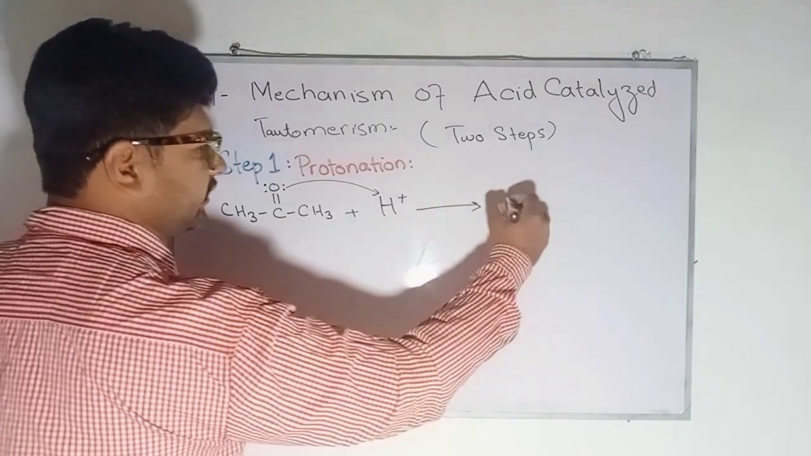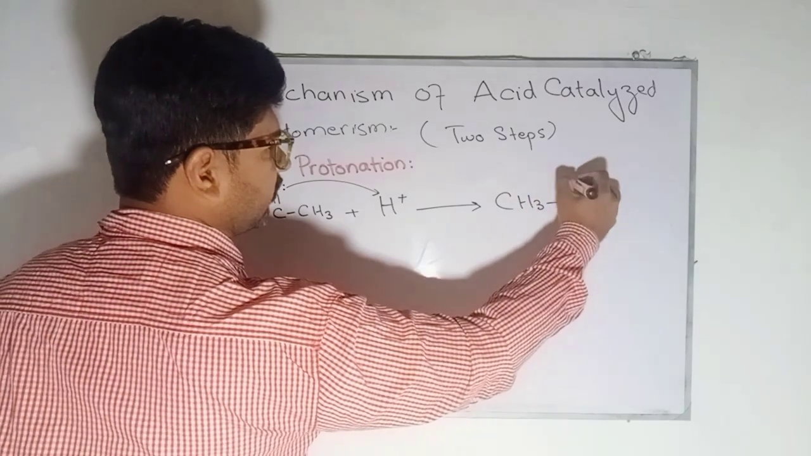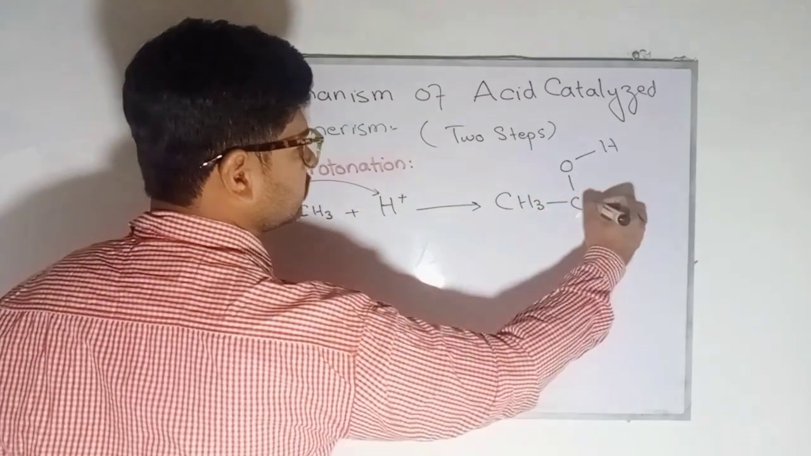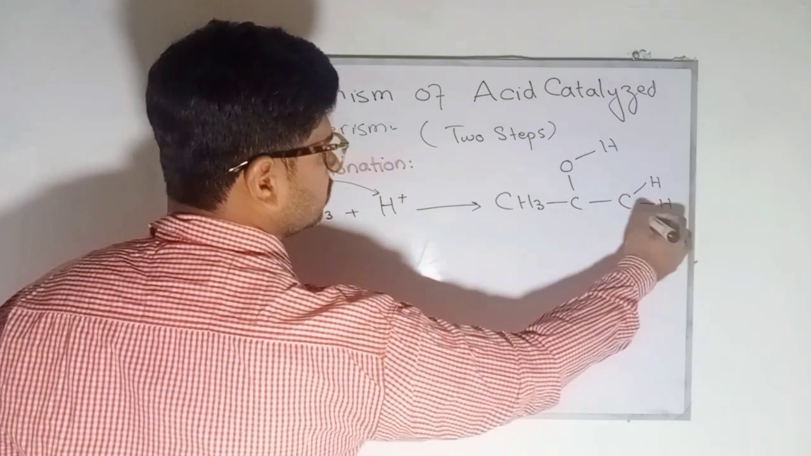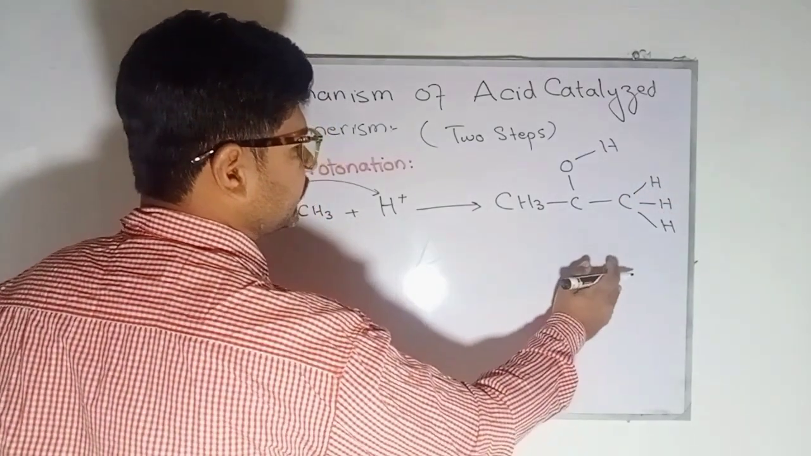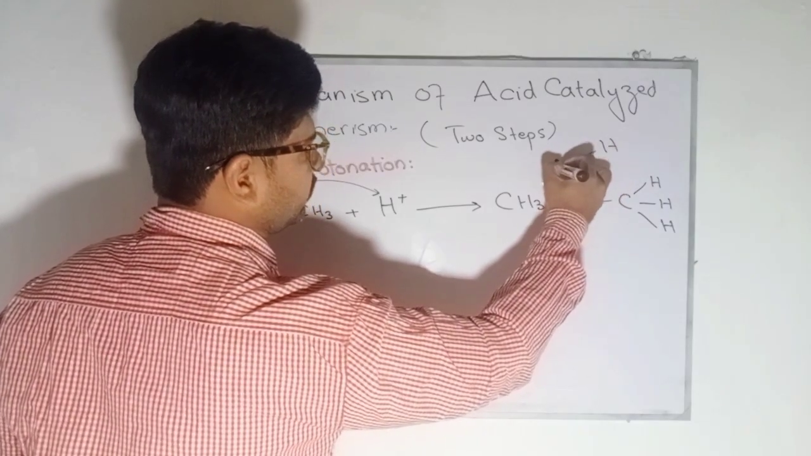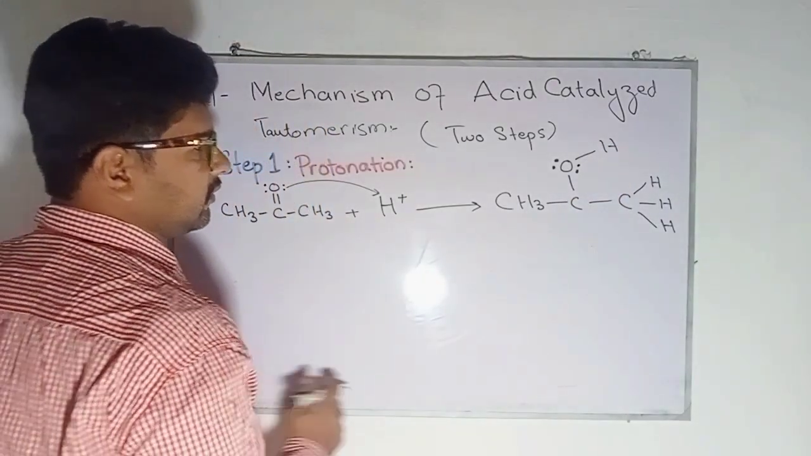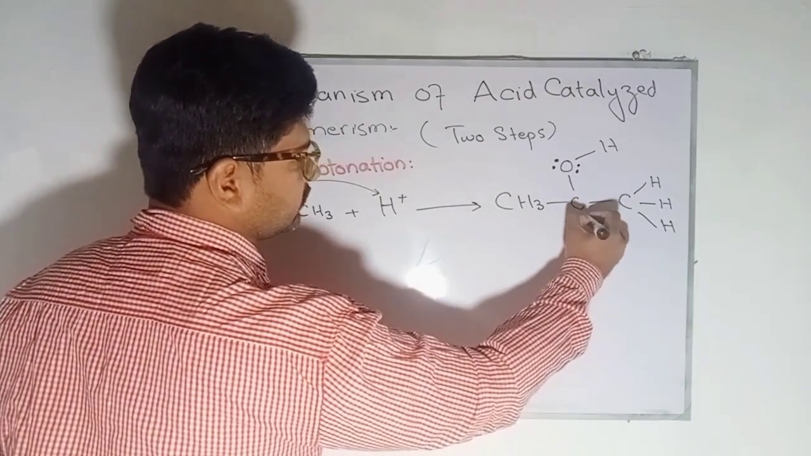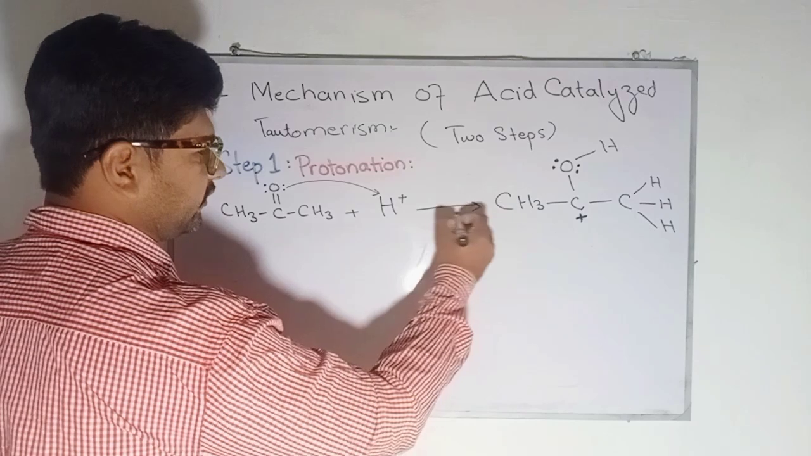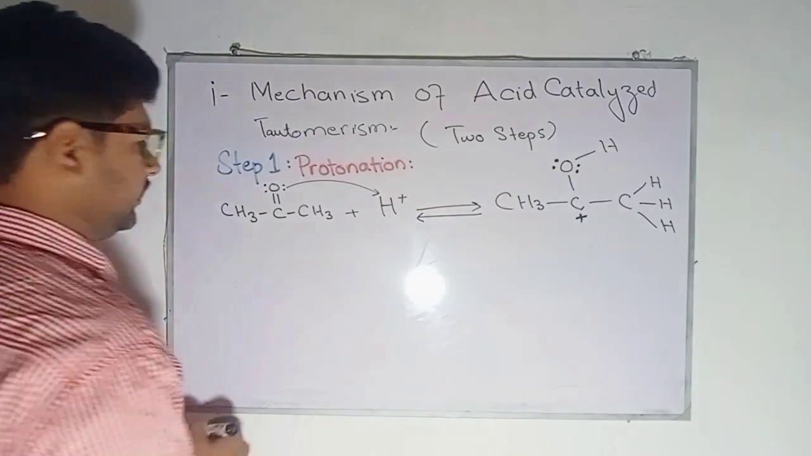So the reaction will be written as follows: CH3 single bond, C single bond, OH single bond, CH3. Remember that the same two lone pairs of electrons will be present, but the carbon atom will acquire a positive charge. We'll represent this reaction with double arrows in opposite directions.